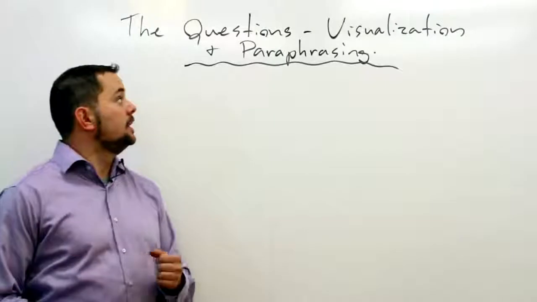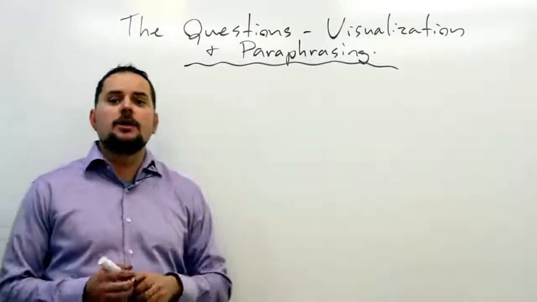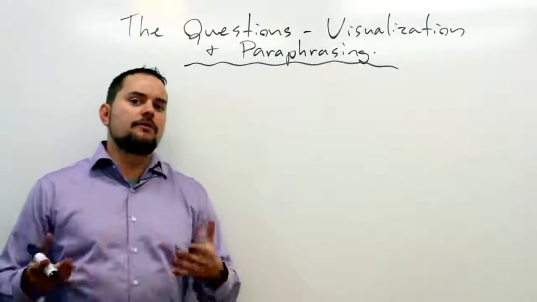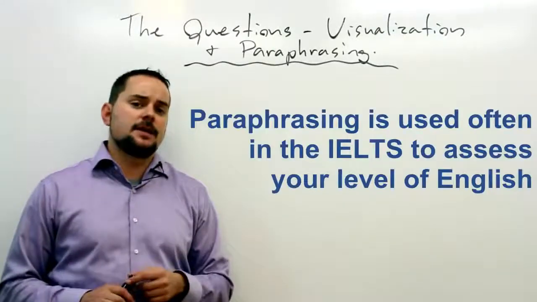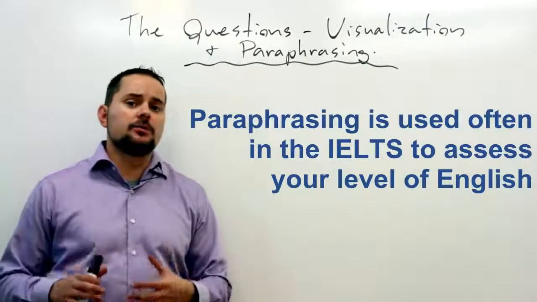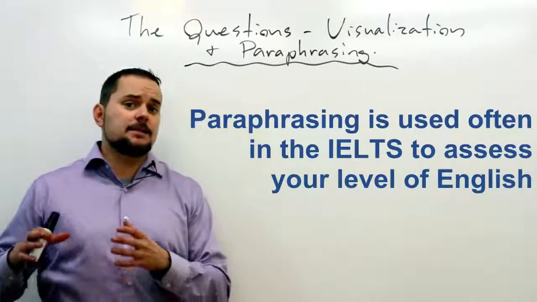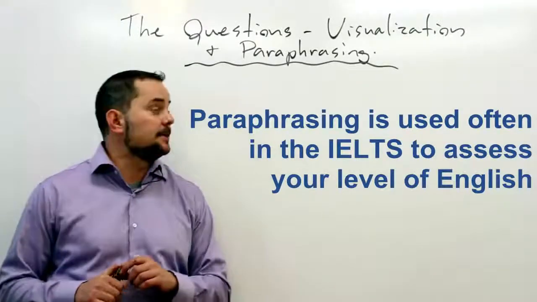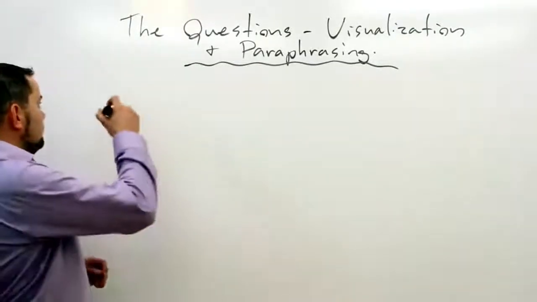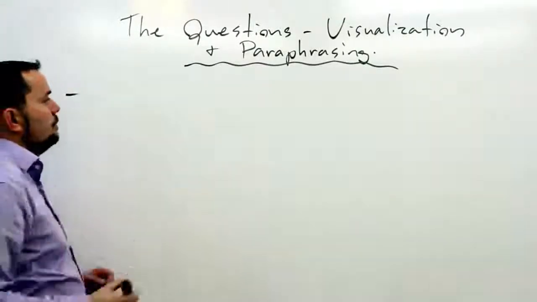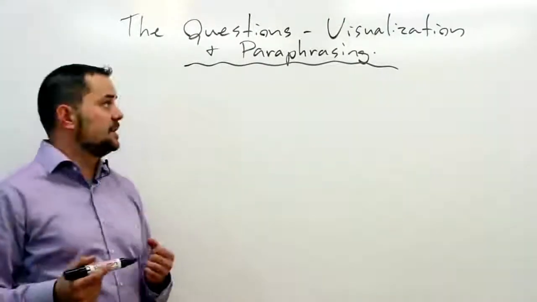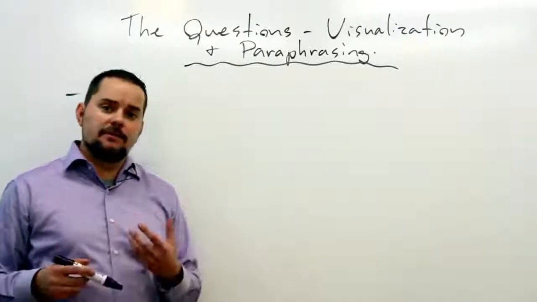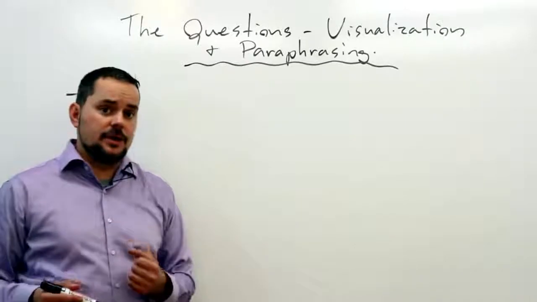So last but not least is paraphrasing for true, false, not given. Of course, as you know from previous lessons now, paraphrasing is one of the primary tools or main tools used by the test makers to assess your level of English proficiency. Just a quick review from previous paraphrasing lessons, that there are a couple of main ways that we can paraphrase language within the IELTS test.